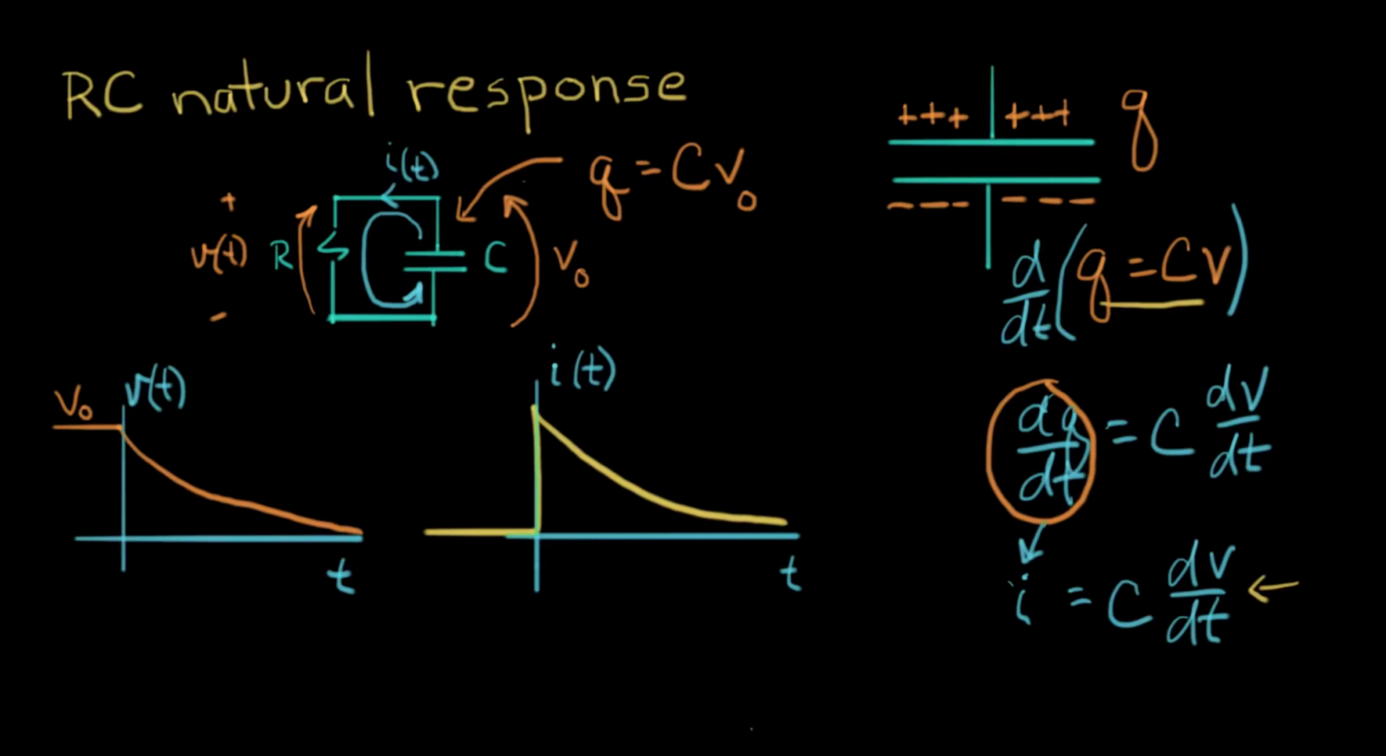Now what I want to do for the RC circuit is a formal derivation of exactly what these two curves look like. And then we'll have a precise definition of the natural response.